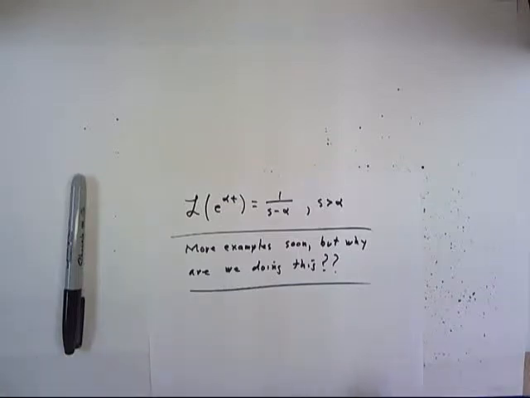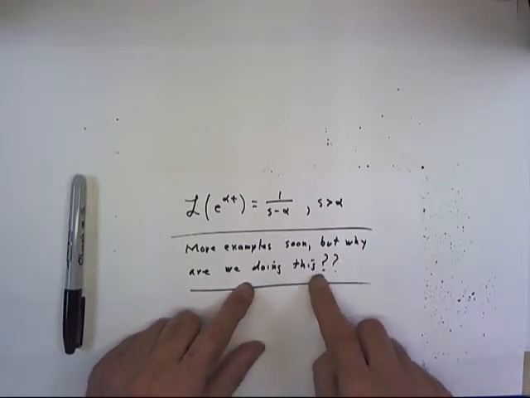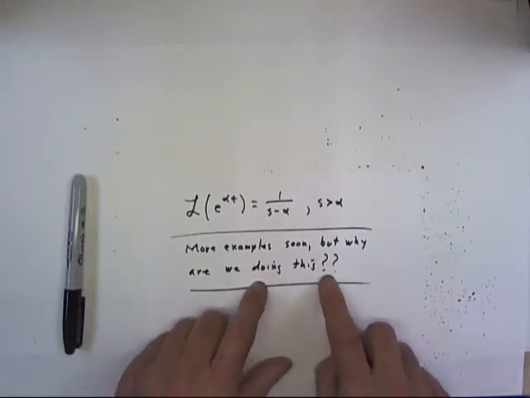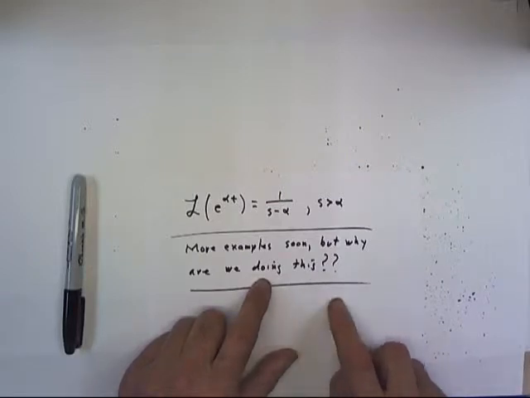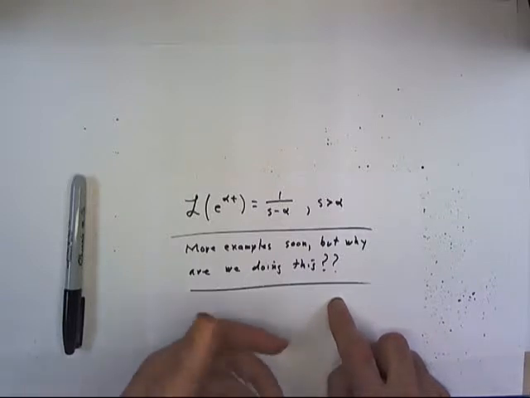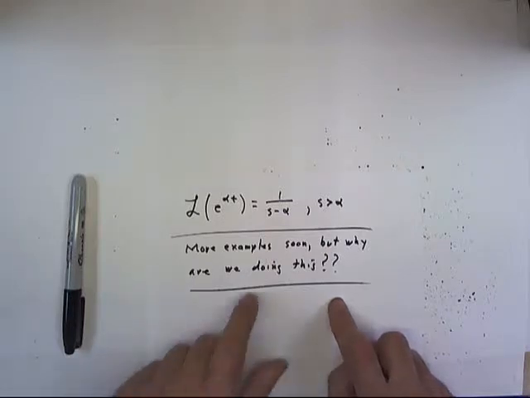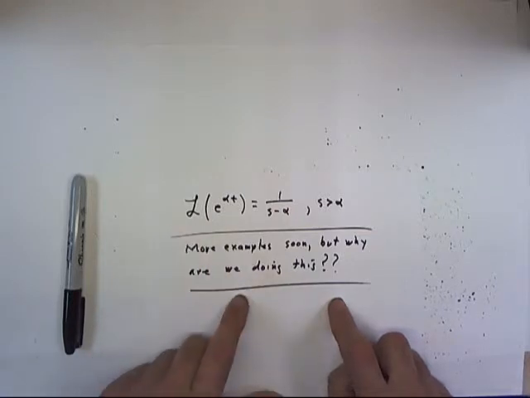Now we'll do more examples soon, but why are we doing this? We see that it's not too difficult if the function is one that we can multiply by an exponential function and integrate. It's not difficult to come up with the Laplace transform pair. And that's going to be the case for sine functions, cosine functions, power functions, and other classes of functions. And those classes are the functions that are usually important in solving differential equations.